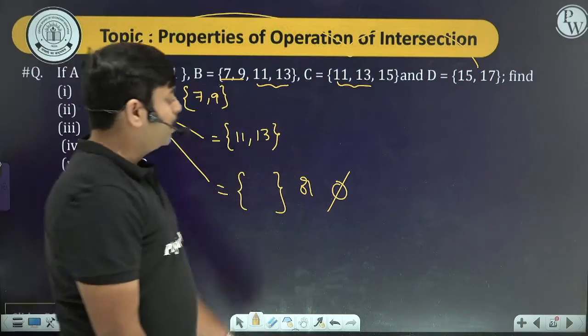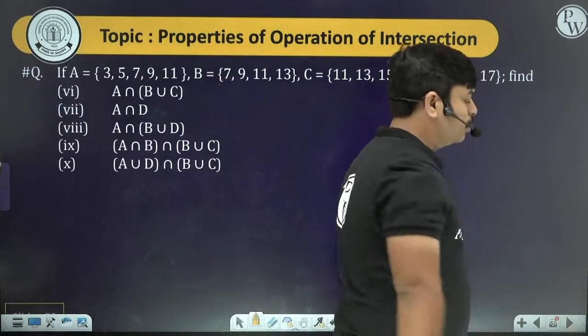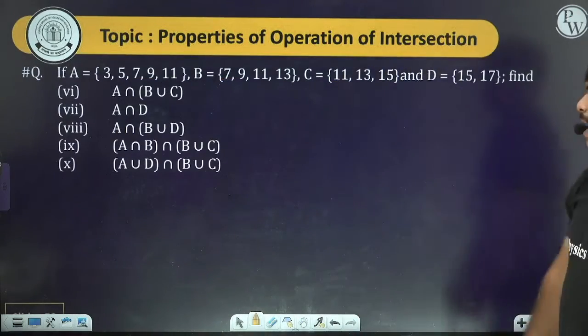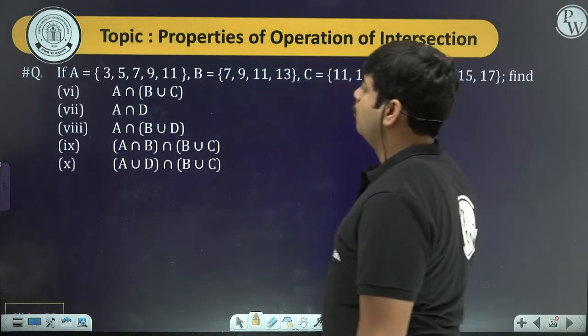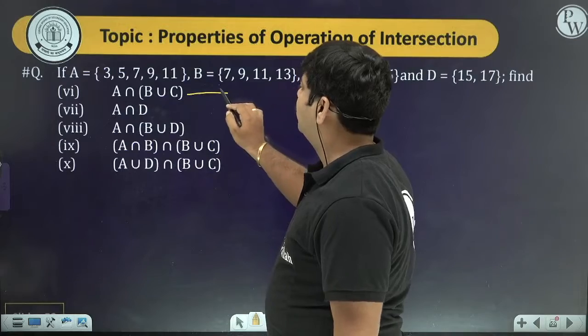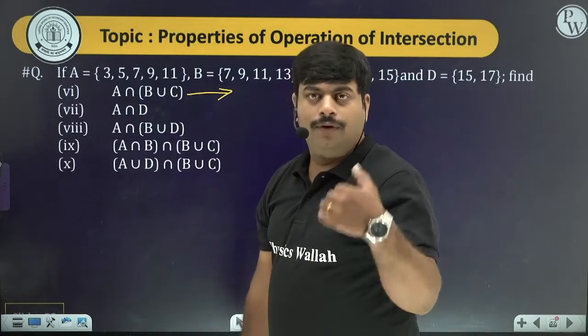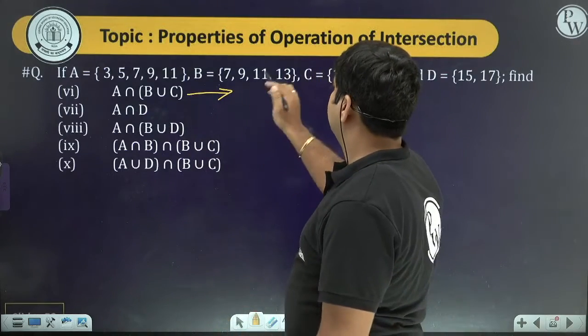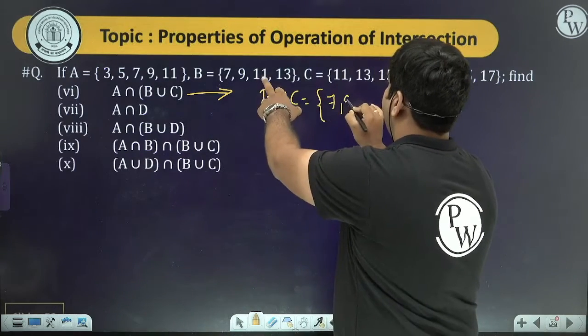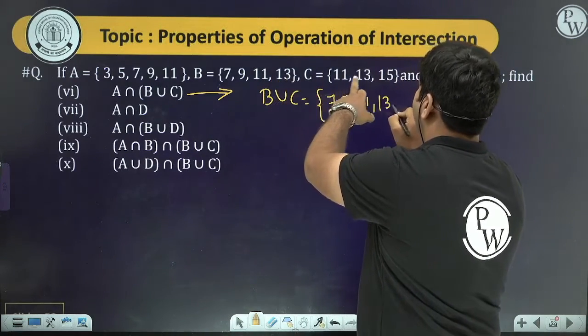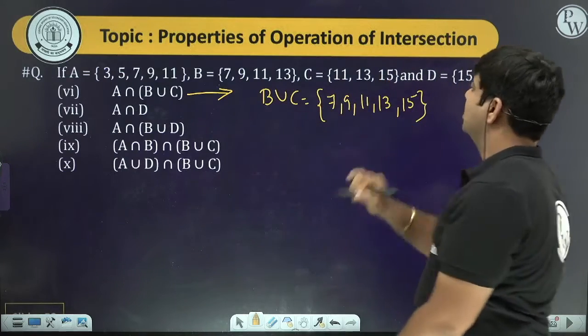So you can do the remaining questions, people. If you have any doubts, don't worry, just ask me in the next class. I'll definitely get back to you, okay? So I'll do one from here, the sixth one, A intersection B union C. So first find B union C. So what is B union C? B union C is equal to 7, 9, 11, 13, 15. That is B union C.